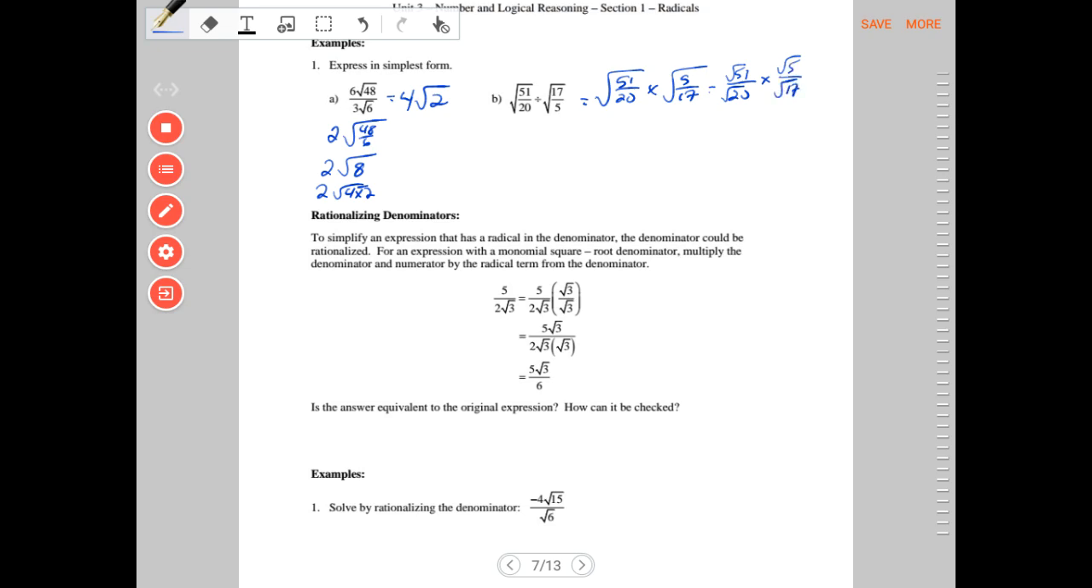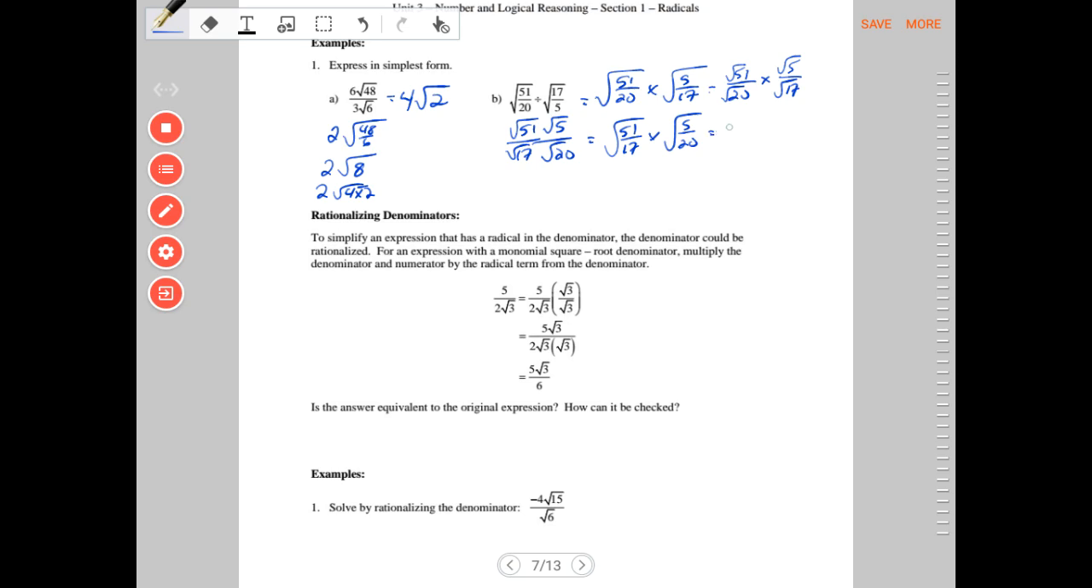Now let's put things that might have something in common together. 51 is divisible by 17, and 5 and 20 would go together. So let's just rewrite that. As long as the top stay on top and the bottom stay on the bottom, you can move them around on the bottom. Okay, so root 51 over 17 times root 5 over 20.